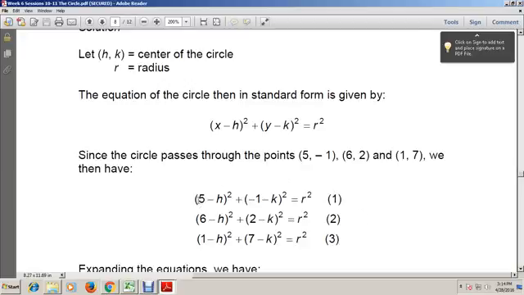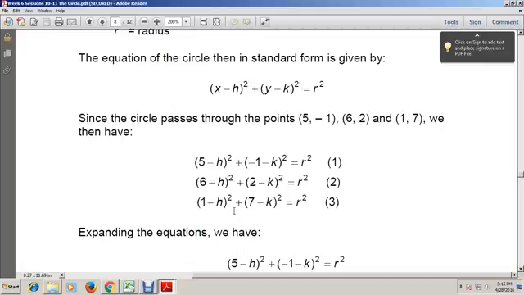In standard form, we have (5 - h)² + (-1 - k)² = r². (6 - h)² + (2 - k)² = r². (1 - h)² + (7 - k)² = r². Now remember, the given 3 points are along the line of the circle, and therefore, if we measure the distance from the center of the circle towards any of these points, that distance is actually equal to the radius of the circle. That means r² here is the same throughout the 3 equations.